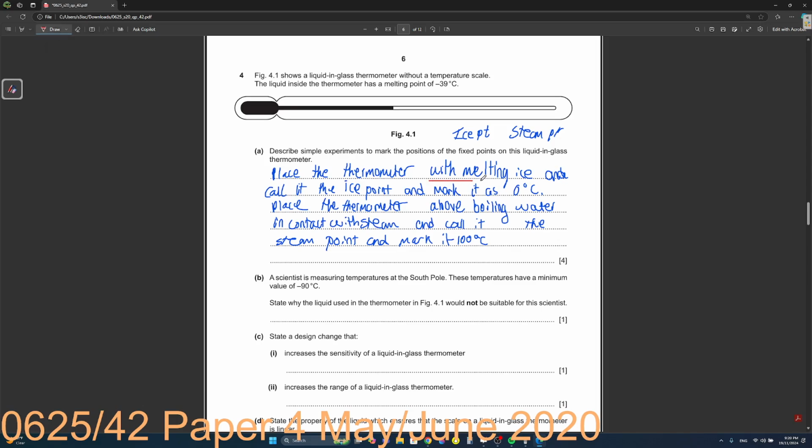So this would be just so I can identify the marks. So placed with melting ice is 1 mark. Mark it as 0 degrees Celsius, 1 mark. Above boiling water, that's actually not a mark. We don't care. The mark is in contact with steam. Okay, and mark it 100 degrees Celsius is the fourth mark.